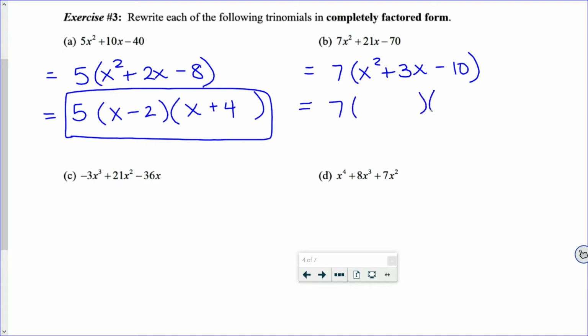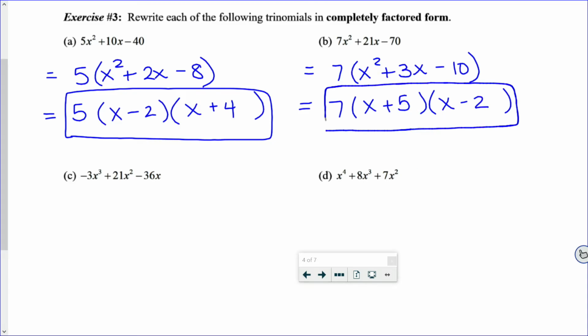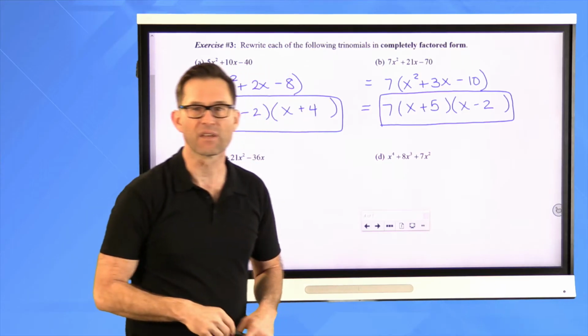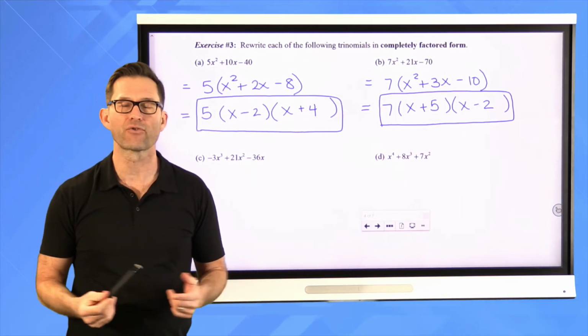I'm thinking about two numbers whose product is negative 10, but whose sum is positive 3. Those will be positive 5 and negative 2. This time I'm pretty sure I have it right. And so that is the complete factorization of that trinomial.